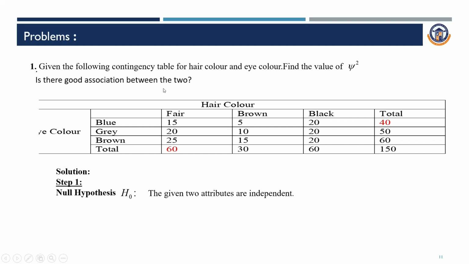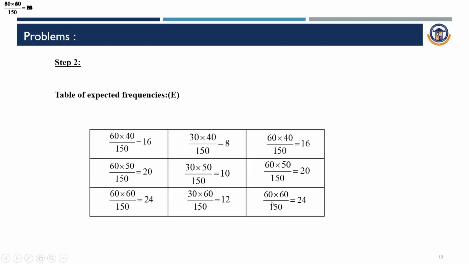So this is the first problem. Here one contingency table is given. We are discussing hair color and eye color. Using this chi-square, is there a good association between the two? In this problem, step 1 is the null hypothesis. Since a contingency table is given, definitely this is the second type of chi-square. So the null hypothesis is that the given two attributes are independent.